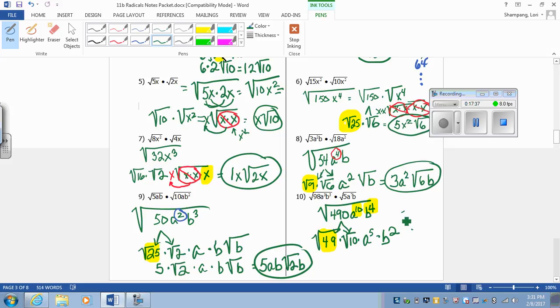Now we can simplify. 7 times the square root of 10 times a to the 5th b squared. Now when I write this all together, I'm going to pull out all of the values that are not underneath the radical sign and get 7a to the 5th b squared, and then add in my square root of 10. And that is my final answer.